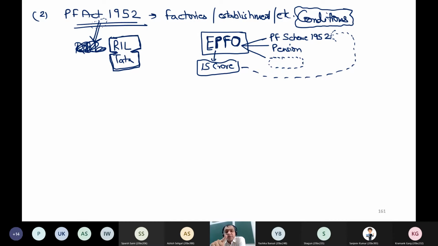I hope the concept between 1 and 2 is clear. One is the Provident Fund Act 1925, where most of the government employees are covered. In 1952, normally all the factory employees are covered, or if the employees are not in a factory but in offices, we have some conditions involved. We call that an establishment. If this many employees are working in this office, and this office is of this industry, then it is compulsory that their employees must be covered under the Provident Fund Act 1952.